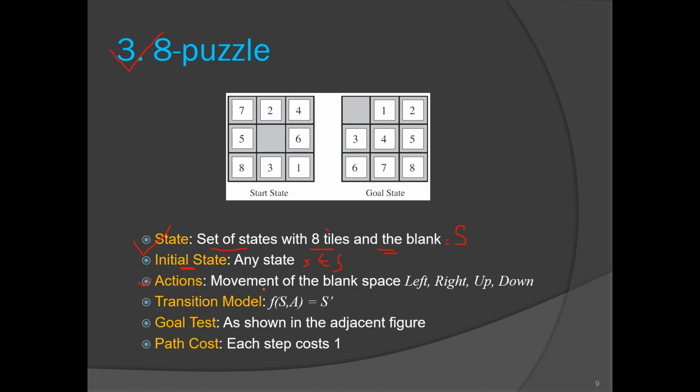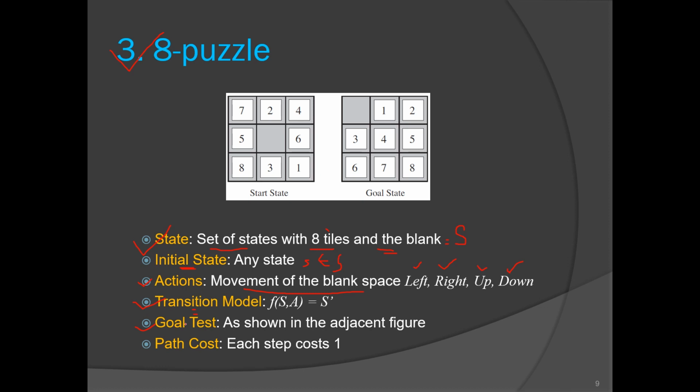So we are mentioning the action in terms of the movement of the blank space. The movement of the blank space can be left, right, up and down. Then the transition model: if I apply this action A on S, I will get a new state. That will be my transition model.